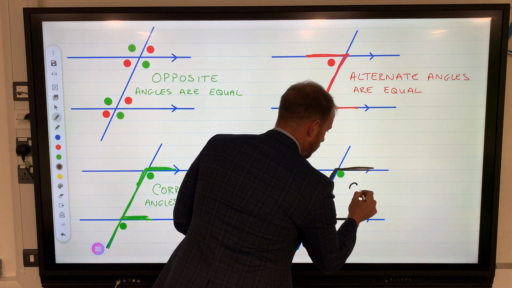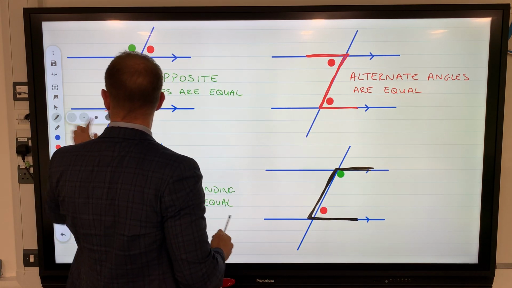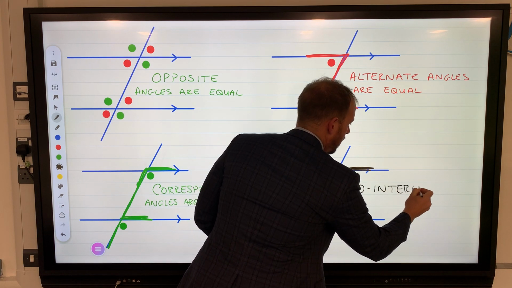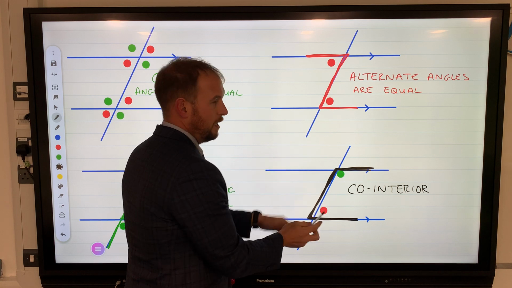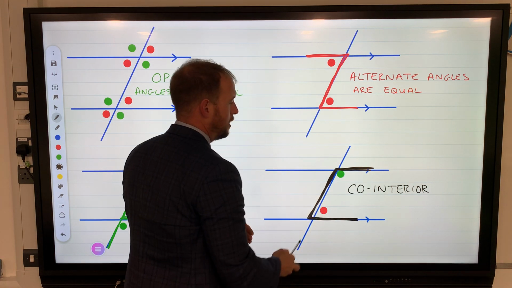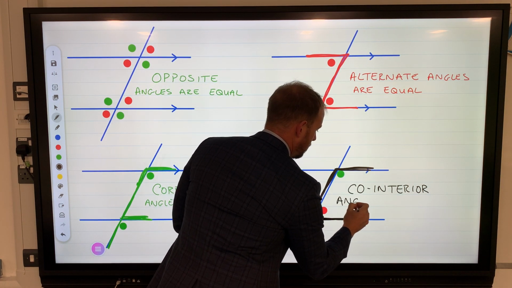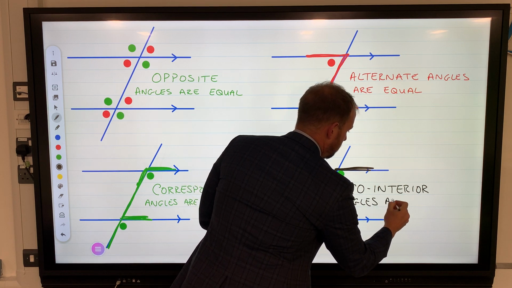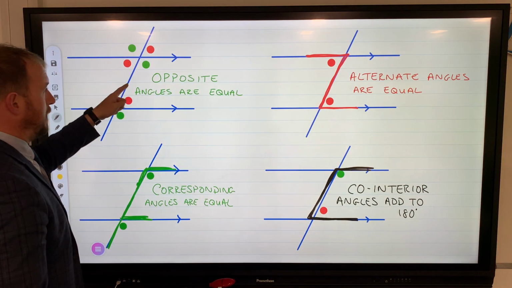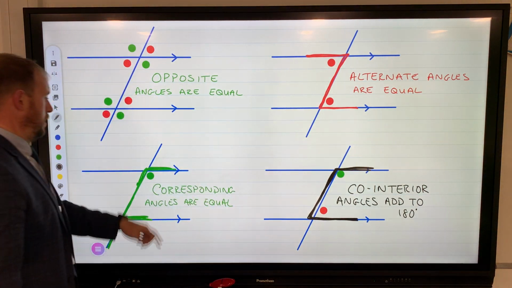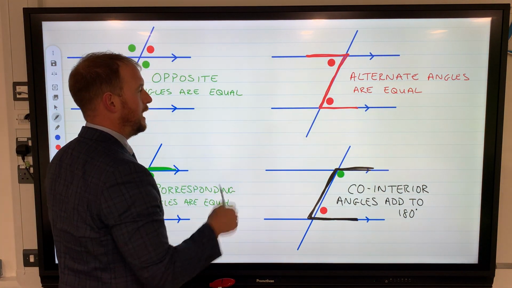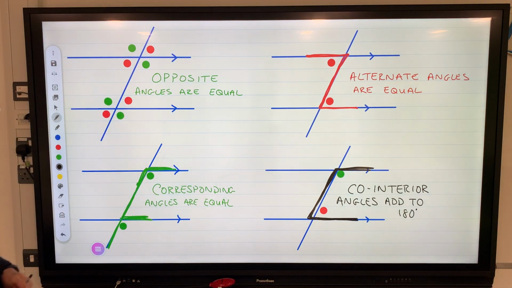The way you remember it, the proper word for it, if I use a thinner pen, they are co-interior. Okay, think car interior. Okay, it's inside. Obviously exterior then would be outside, but they are inside the parallel lines. So co-interior angles add to 180 degrees. Okay, so opposite angles are equal, alternate angles are equal, corresponding angles are equal, co-interior add up to 180 degrees. Be careful with acute and obtuse angles.